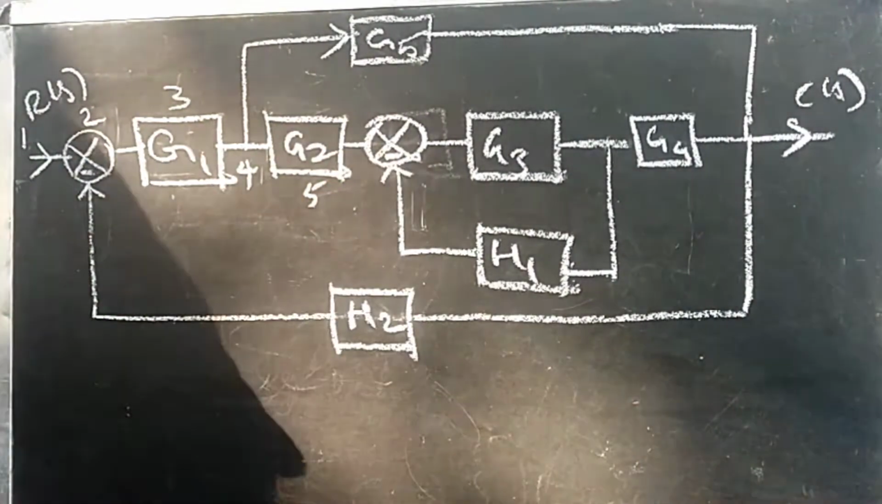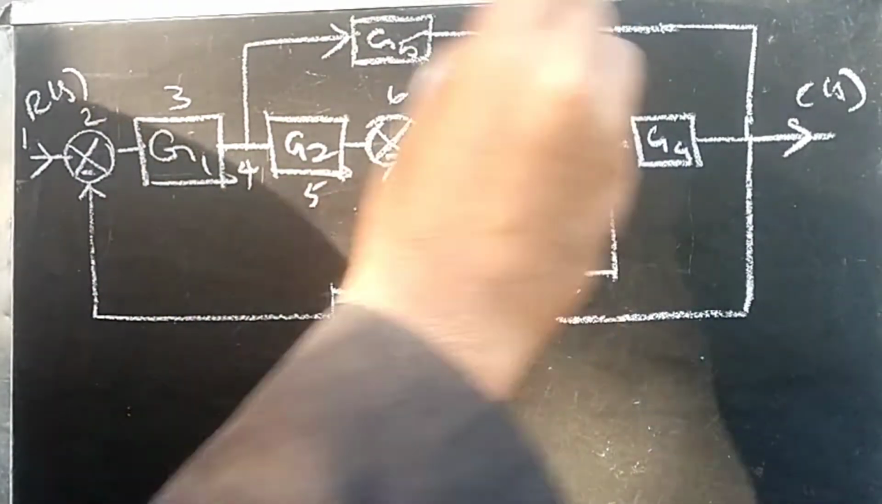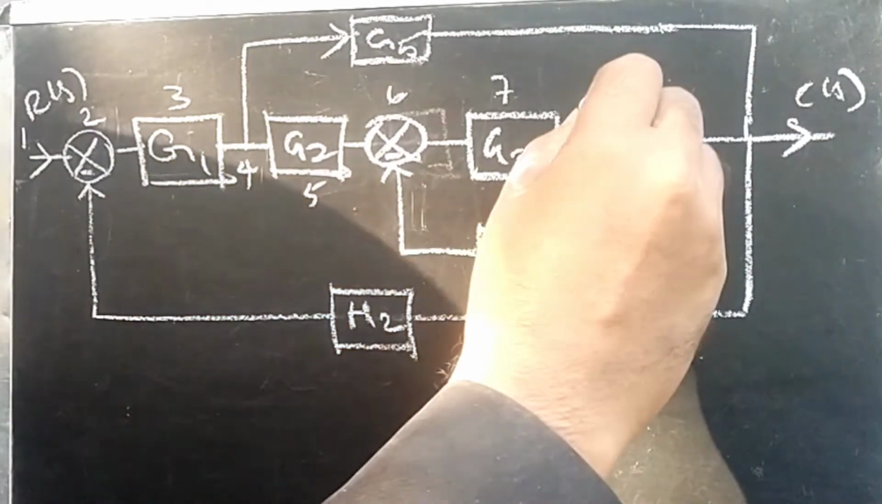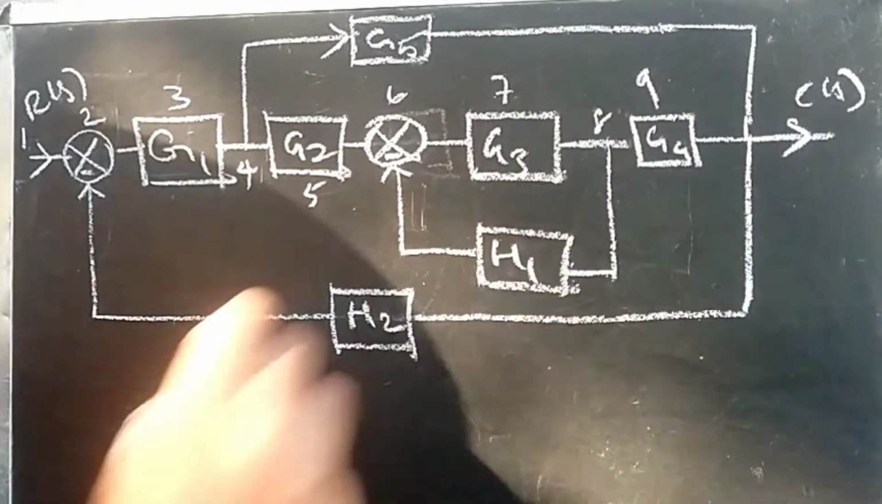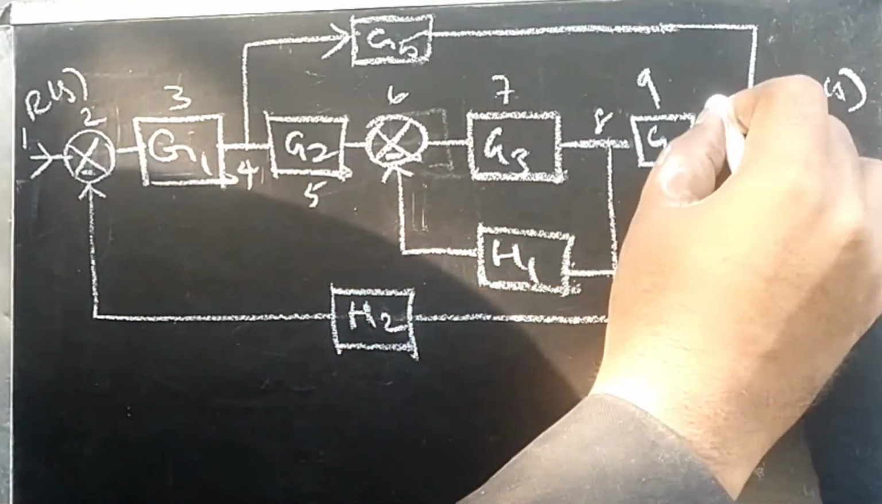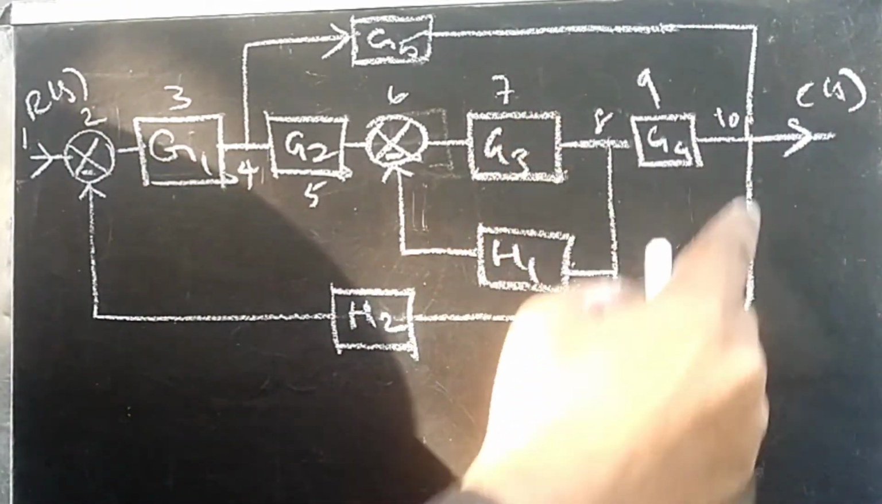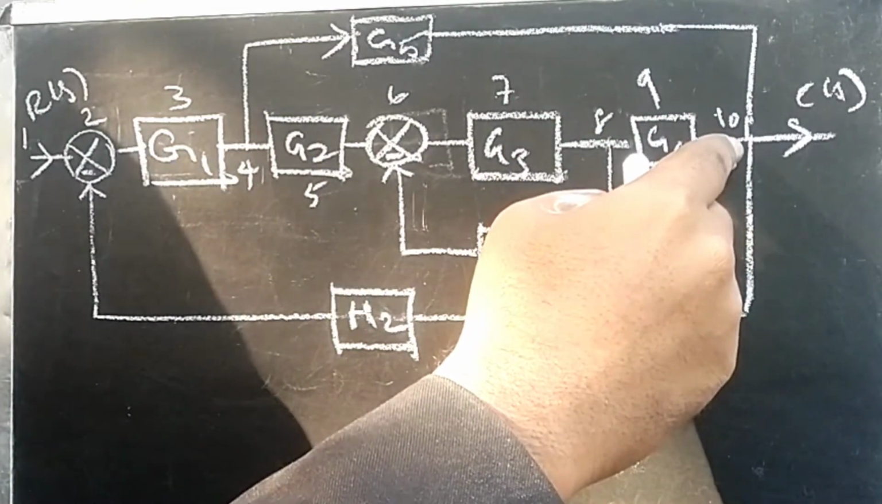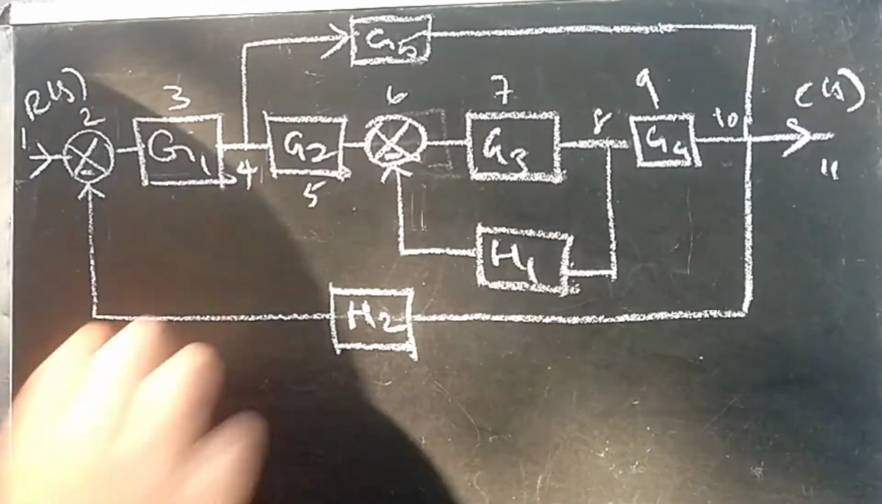And next we have a summing point, so put number 6. Then the next element is 7. Then this particular point is 8. Then this element, 9. Then this particular element, 10. Don't be confused that here it is connected in one line. That is why I am fixing only 10. No problem. Then it is 11.